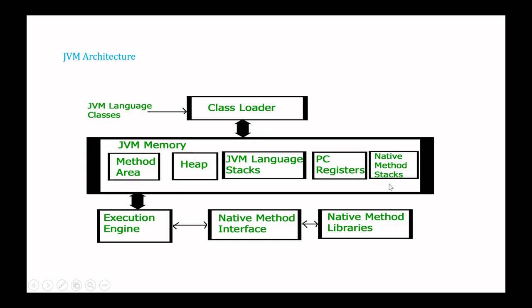In part 1, we discussed the basic JVM architecture, and we have seen that the JVM architecture consists of several components, including the class loader, the runtime data area, the execution engine, the native method interface, and the native method libraries. The runtime data area consists of the method area, heap, JVM language stacks, PC registers, and native method stacks.